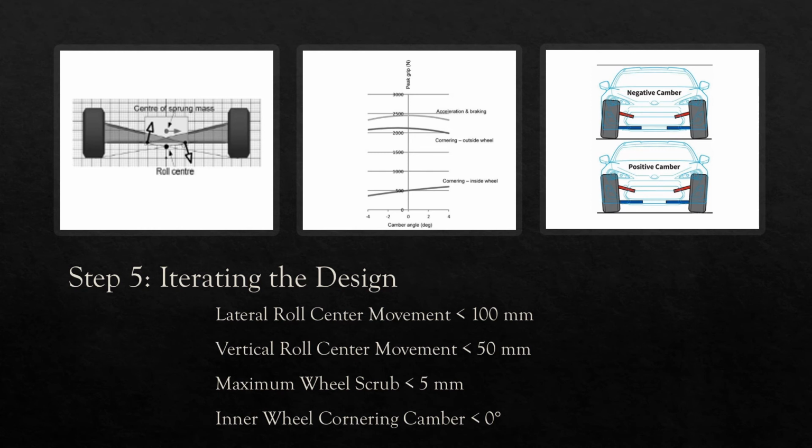In the final step, you use the CAD sketch and the MATLAB plots to iterate your design. Check your plots to see what geometry you need to change to get better numbers. As for what numbers you are looking for, there is no hard number, but some general design principles are shown here. The roll center should not move more than 100 millimeters horizontally or 50 millimeters vertically. The wheel scrub should be kept below 5 millimeters, and the outside wheel during cornering should always have a negative camber.